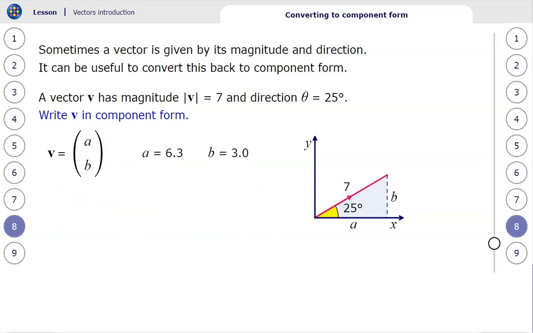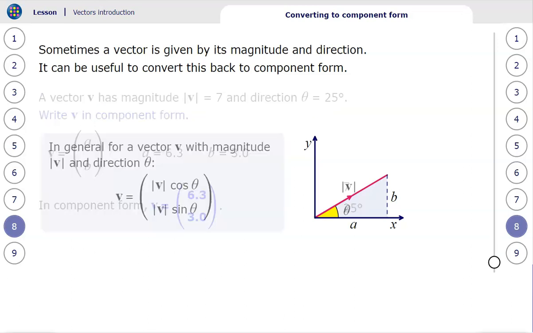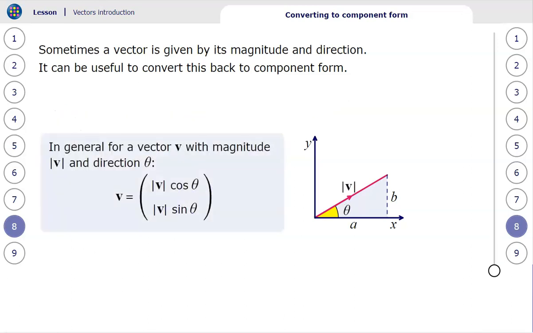That allows us then to be able to say, right, the vector written in column format is simply going to be the vector 6.3, 3.0. And there we've gone and created the vector in its component form. This formula over here might be a useful formula for you to remember in order to convert this.